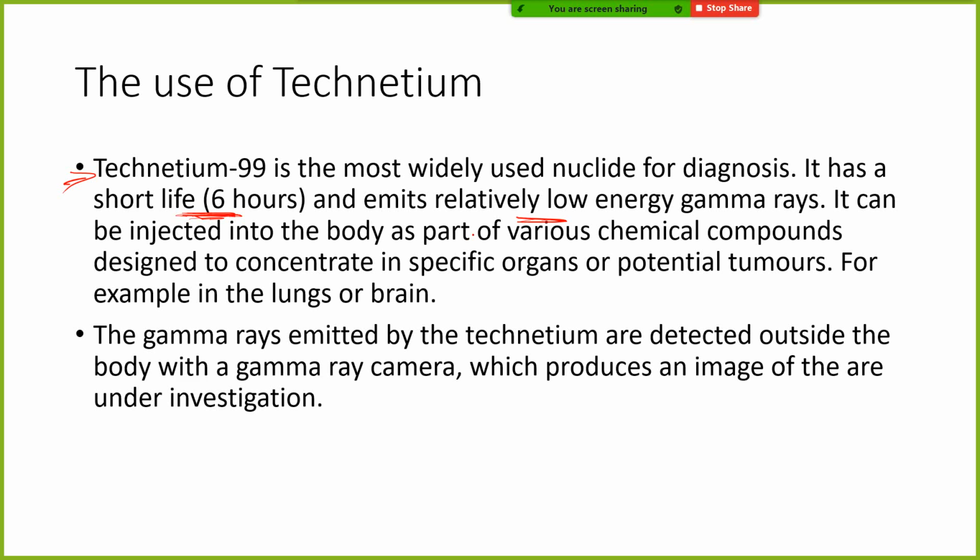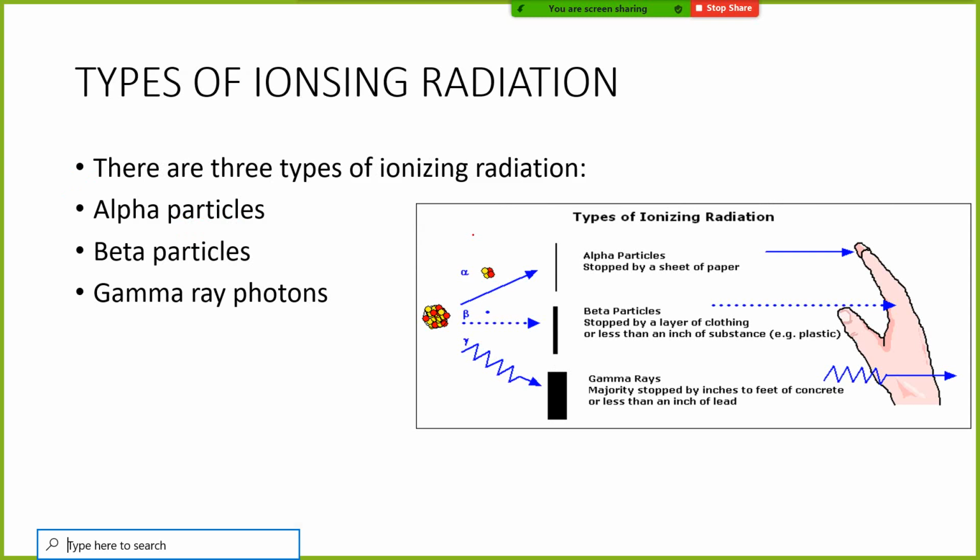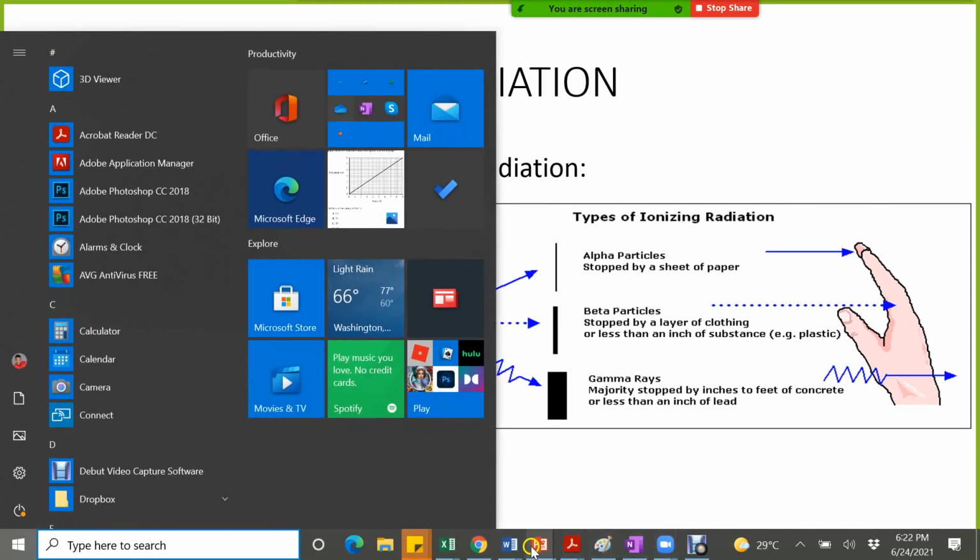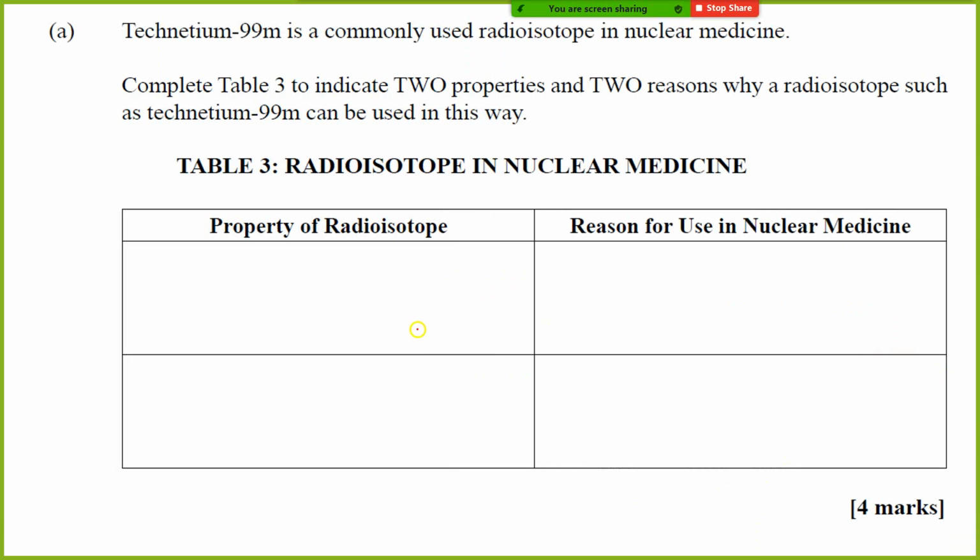I think the first question that we're going to look at here is asking us about that same thing. So let's just see if we can proceed with this paper now. It says that technetium, if that's what it's pronounced, is a commonly used radioactive isotope in nuclear medicine. Complete the table to indicate two properties and two reasons why a radioactive substance such as technetium can be used in this way. So one of the properties here is that it has a half-life of 6 hours.